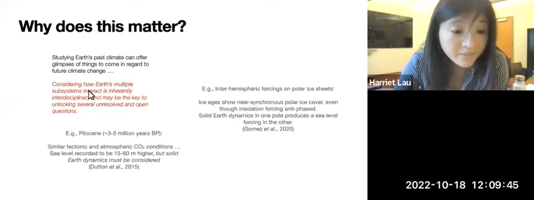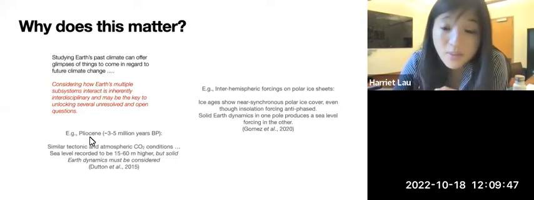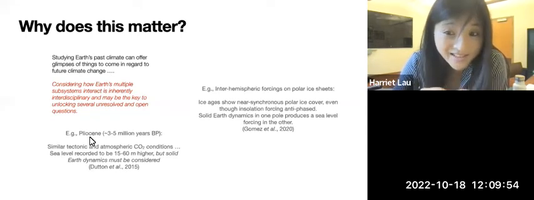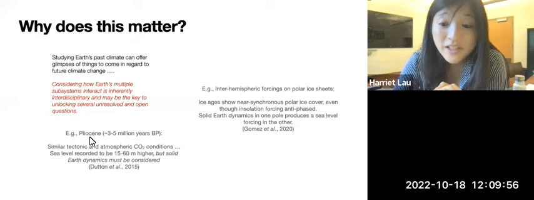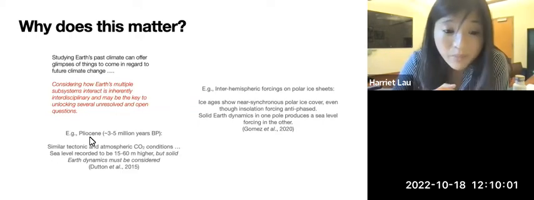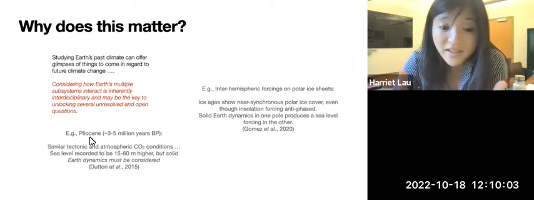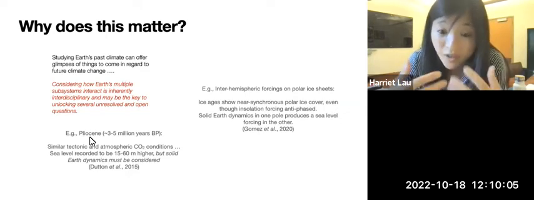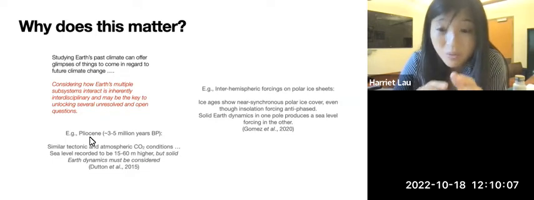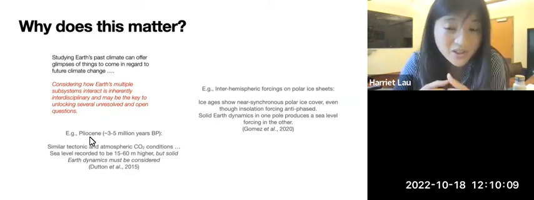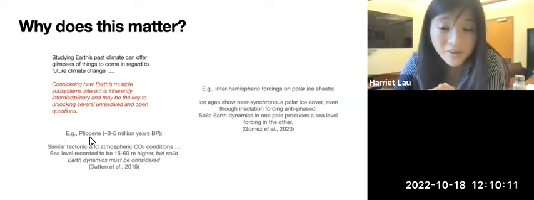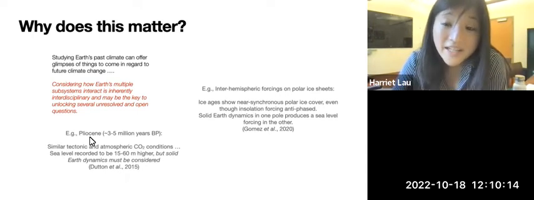So first is the Pliocene. This is a period around 3 to 5 million years ago. Paleo shorelines record sea level at this time being anywhere between 15 to 60 meters higher than today. And now that's pretty problematic because the Pliocene is special since its tectonic and atmospheric CO2 conditions are really similar to today. Its CO2 conditions are perhaps a little bit more elevated, so it's often treated as an analog for where we might be heading.